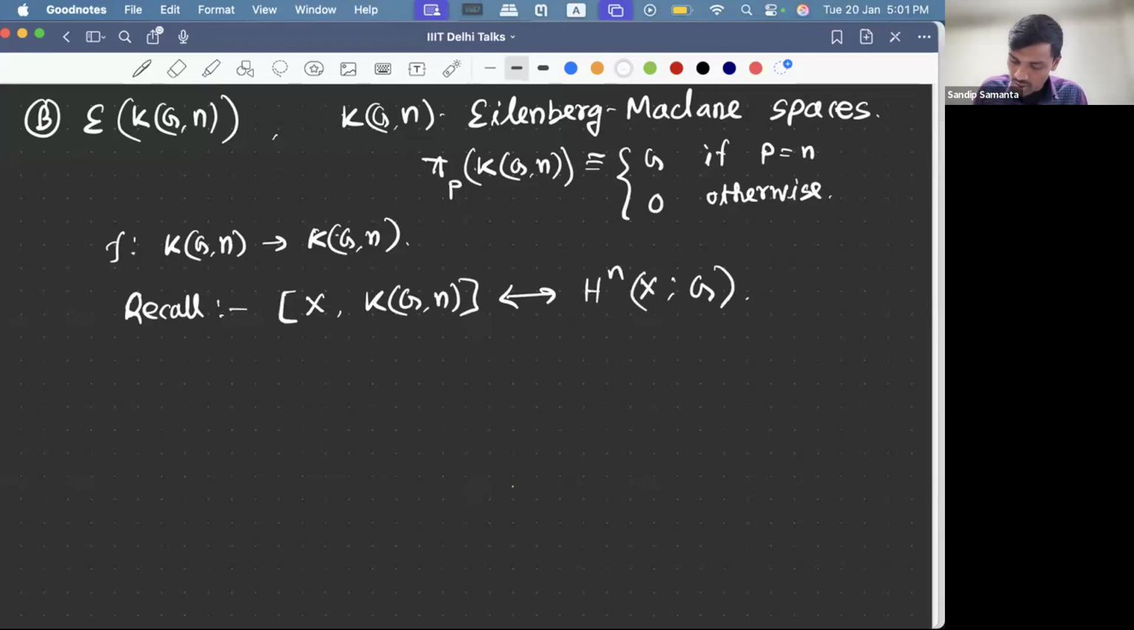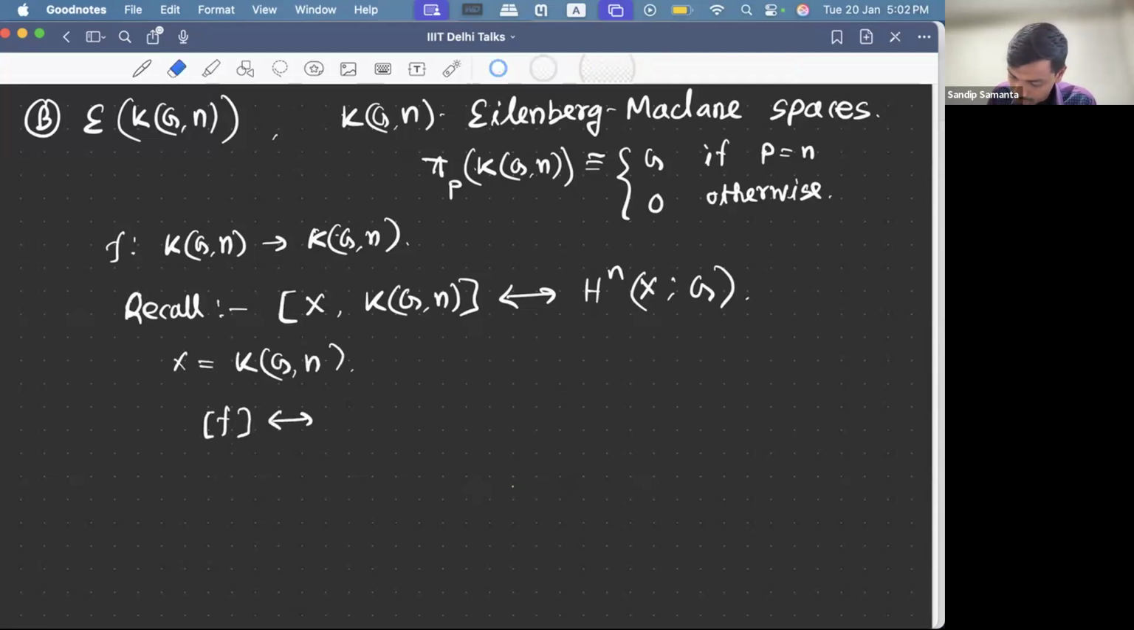Using this, even if we have a base point preserving map, I can also assume just homotopy classes of maps from K(G,n) to K(G,n). So take X to be K(G,n) itself. Then the homotopy class of this f corresponds to some element alpha in the nth cohomology group of this K(G,n) with coefficients in G only.